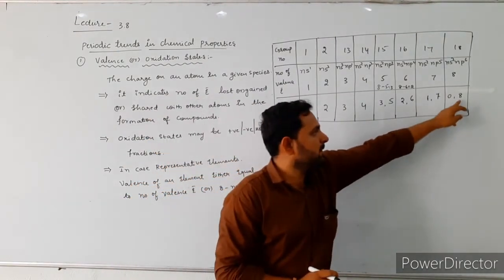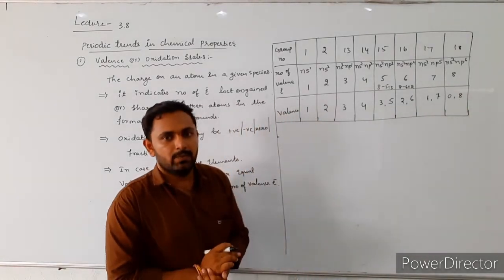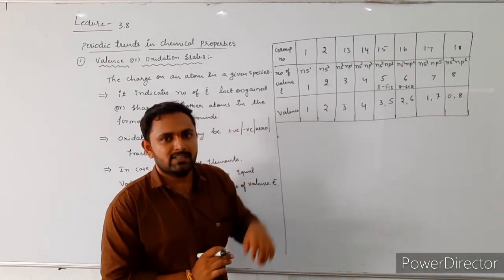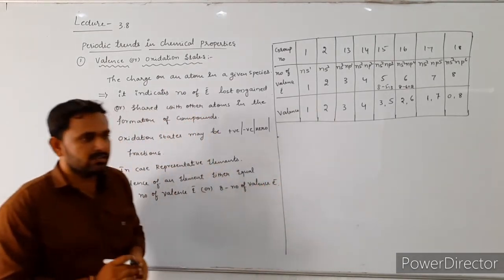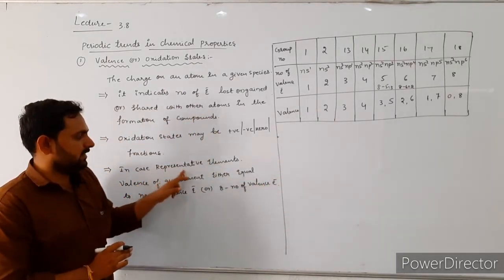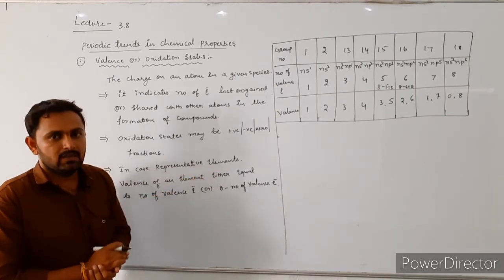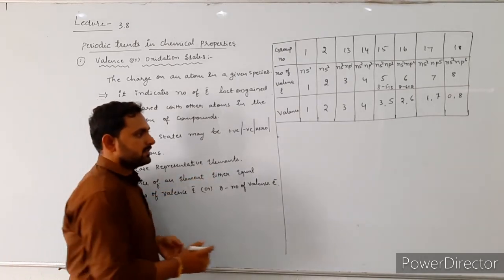And how many electrons can group 18 elements share at maximum? Maximum it can share 8 electrons. This is the valency of an element in the case of representative elements. Now let us discuss some examples.